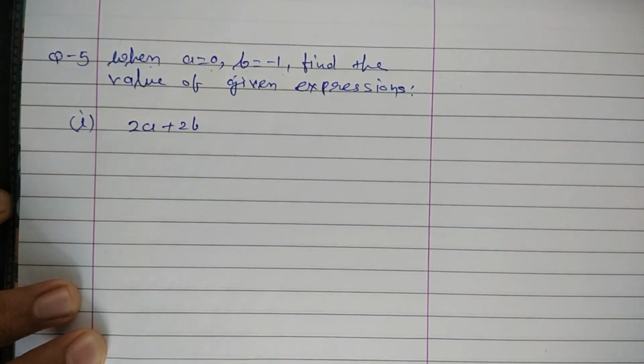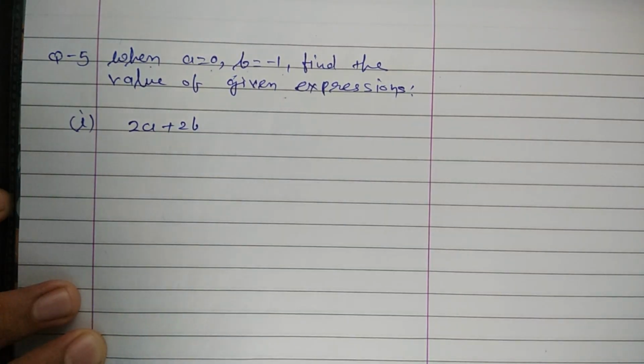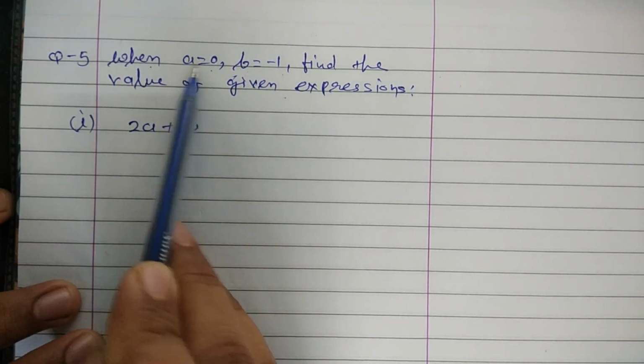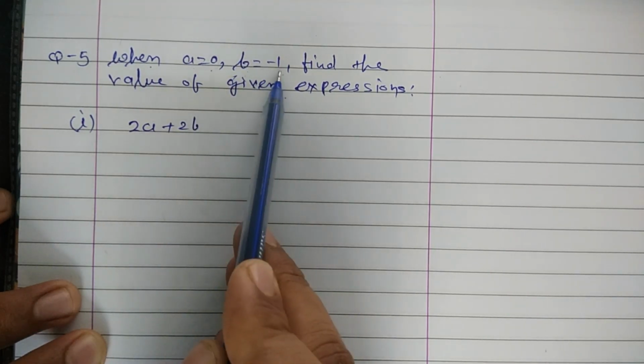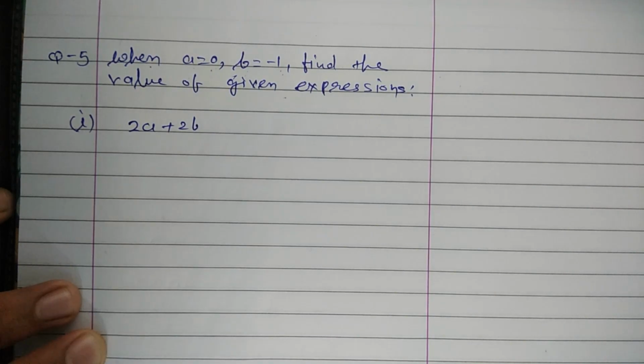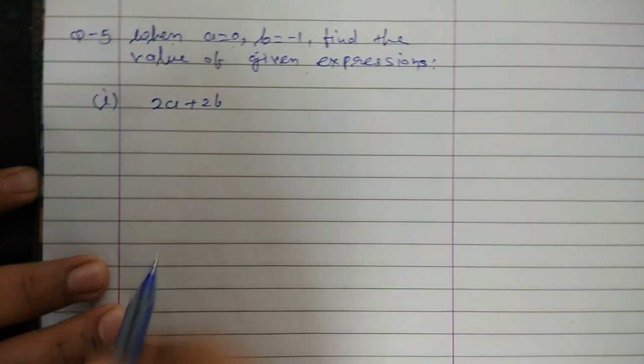Question number 5. When a is equal to 0, b is equal to minus 1, find the value of given expressions. In this question also, expressions are of two variables a and b, and their values are given. Value of a is 0 and value of b is minus 1, and we have to put these values in the expression and we have to find value of expression. Expression number 1, 2a plus 2b.